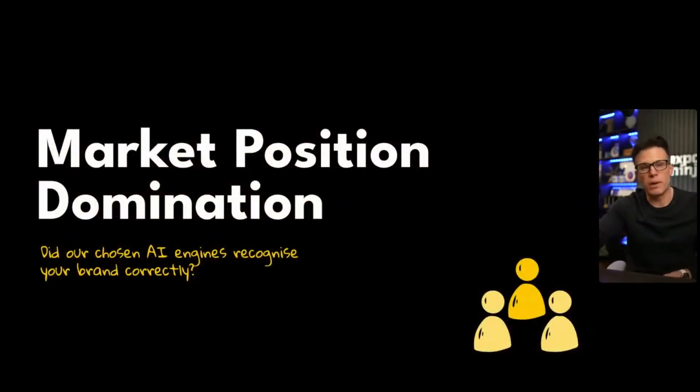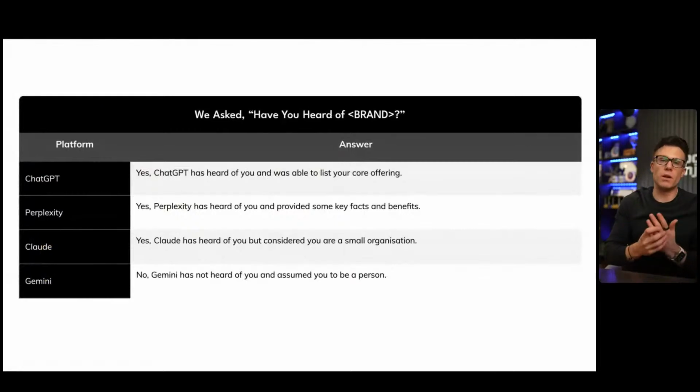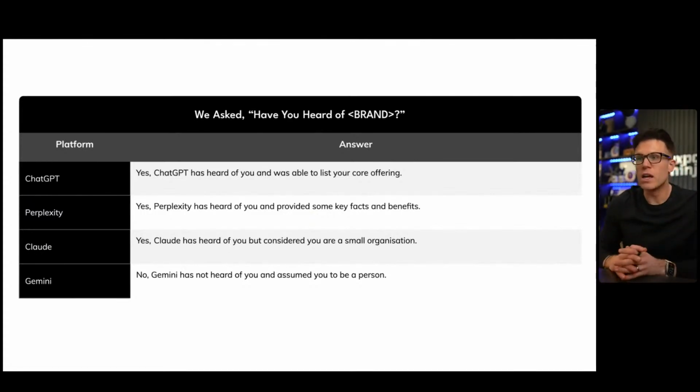Let's talk about market position domination. So some of the areas that we need to think about here, just some basic stuff. We ask the AI tools, have you heard of X? And we ask them to tell us about the brand. And in this case, all the tools had heard of this particular client, except for Gemini, that thought this client was actually a person. Okay, so that's something that we need to go and correct.